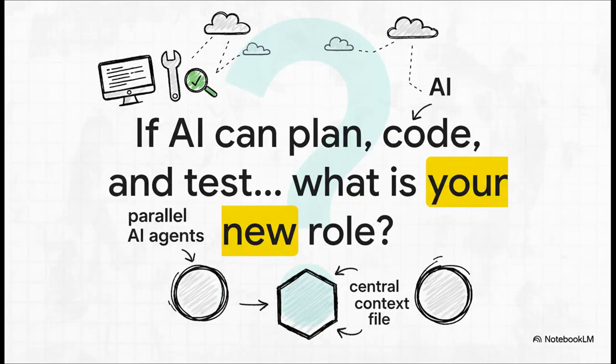And that brings us right to the big final question. If your AI can plan, code, and test, what is your new role? What do you do? Well, it shifts, right? You're not just the builder anymore. You become the architect, the director, the strategist. And that's a really powerful thought to leave you with.